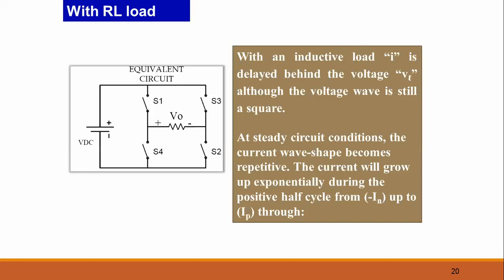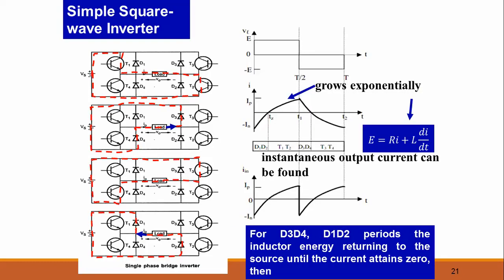With an inductive load, the current I is delayed behind the voltage VL, though the voltage wave is still a square. At steady state, the current waveshape becomes repetitive. The current will grow exponentially during the positive half cycle up to IP. This is the output voltage that we are getting from this type of circuit, its shape is like that. But the current shape will be different as the load is inductive. The current will rise exponentially, from negative to positive and from positive to negative.